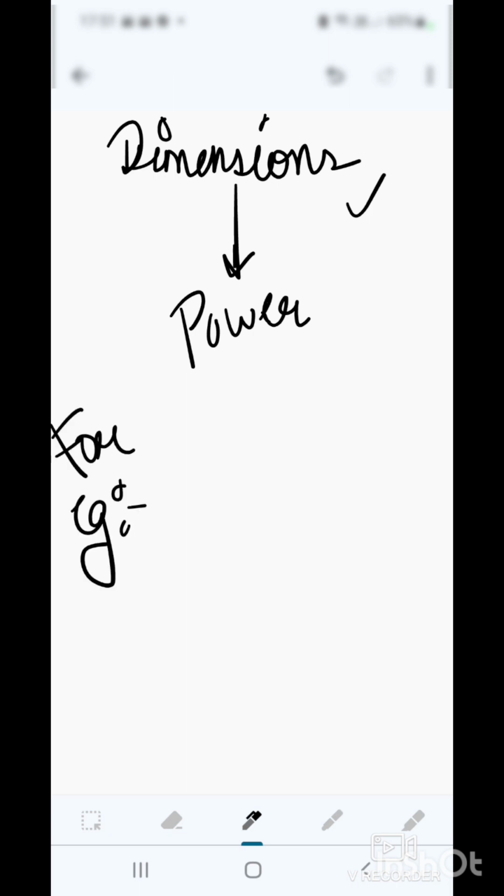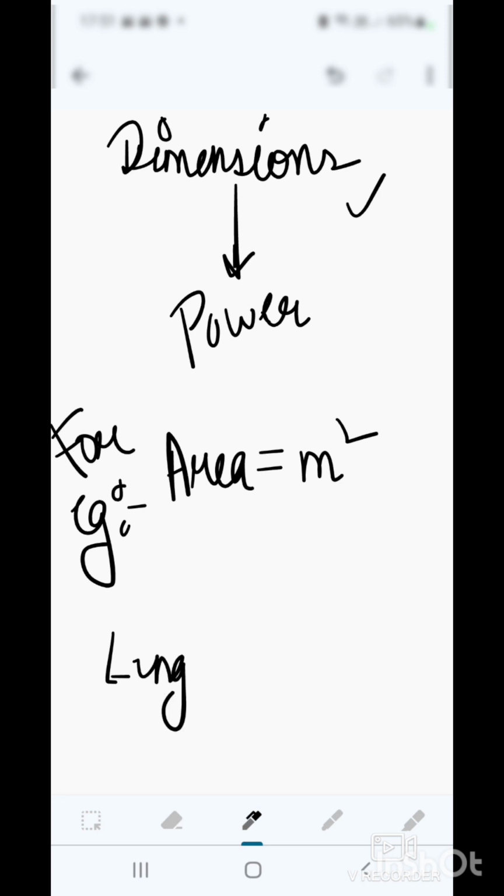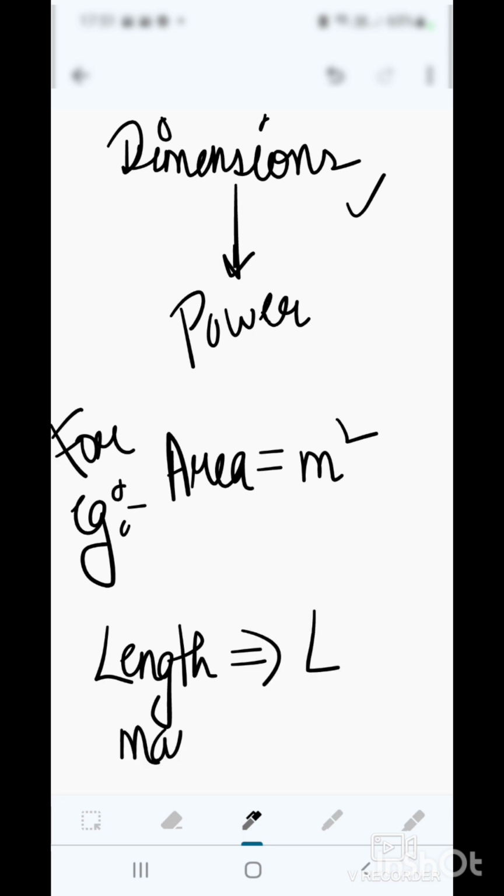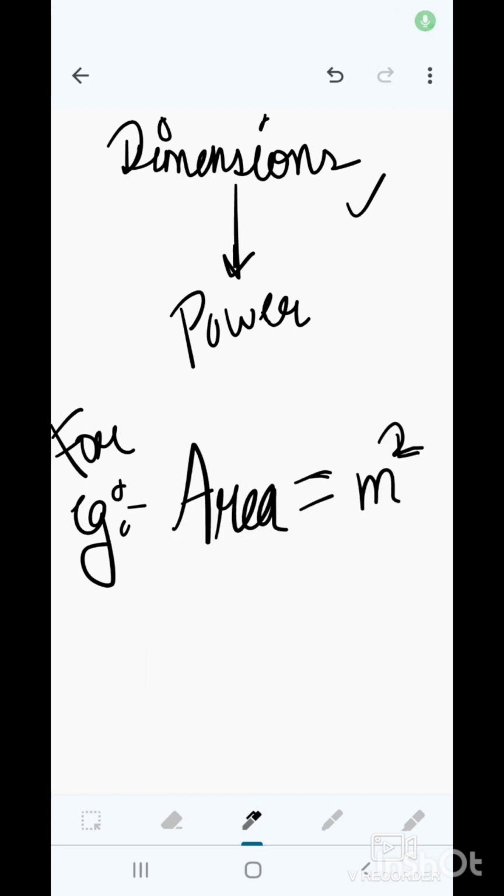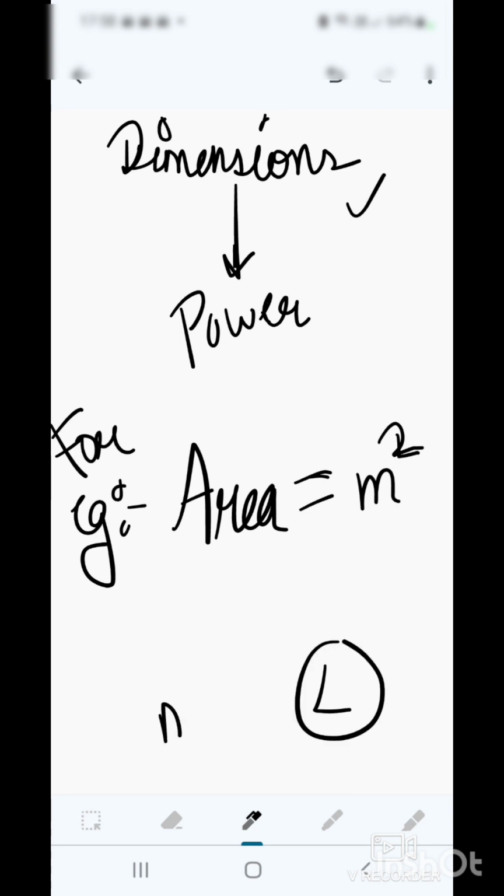For example, we take area. Area is equal to meter squared. So these fundamental units are used to give a derived unit. For example, length has the unit meter, right? But it has been given a dimensional symbol, which is L. Similarly, mass has also been given one, which is M. Length is represented by L, mass by M, and time by T. All of these are used to find out the dimensions actually.